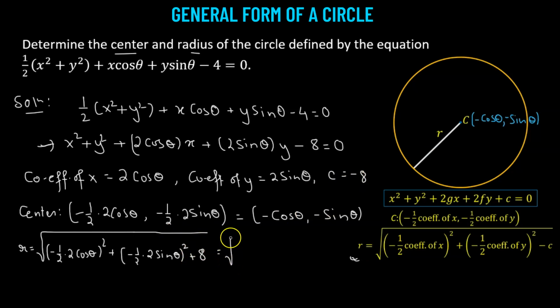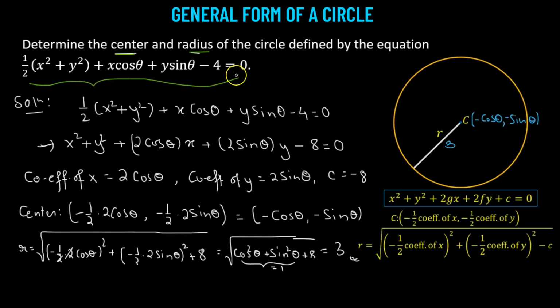So this will be equal to the square root of, half and 2 get cancelled, leaving us with negative cosine theta, and we have to square it, so that gives us cosine squared theta plus sine squared theta plus 8. Now we know that cosine squared theta plus sine squared theta is a standard identity with a value equal to 1. So underneath the square root we have 1 plus 8, which is 9, and the square root of 9 is simply 3. That means the radius of the circle is 3. Hence, we have successfully found the center as well as the radius of the circle whose equation is given by this particular form.